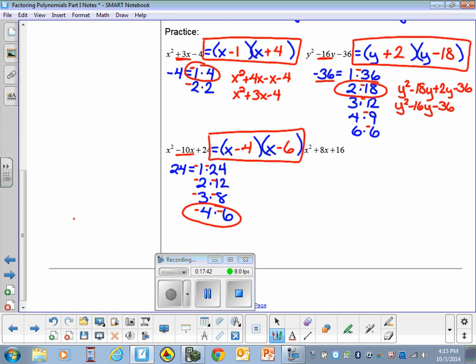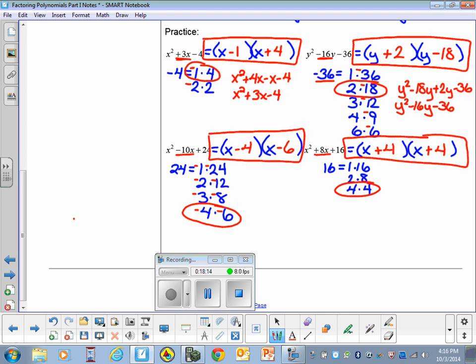Next example. Two sets of parentheses. X squared has to be x times x. Now I look at 16. 1 times 16, 2 times 8, 4 times 4. The 16 is positive, so my factors are either both positive or both negative. I look at B, and they're both going to have to be positive. So 4 plus 4 equals 8, and that's my answer. FOIL it back to check.